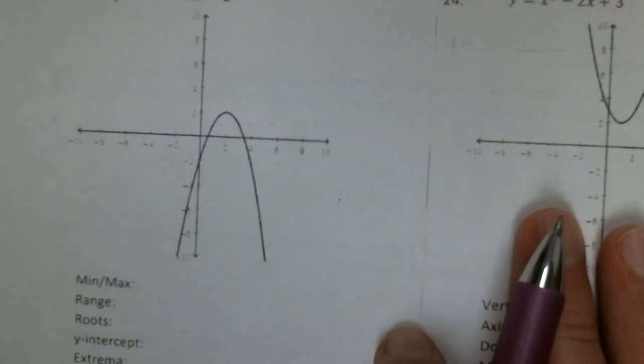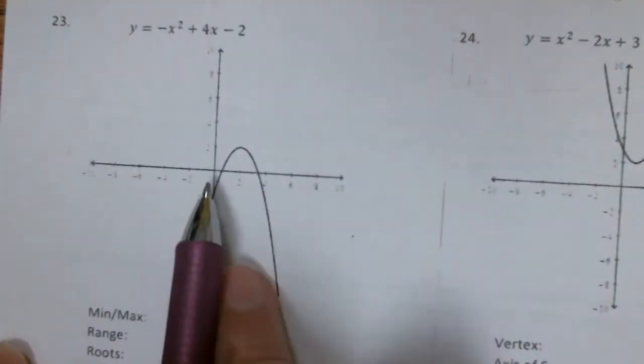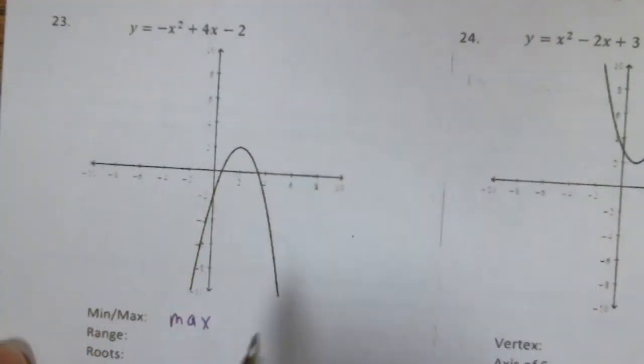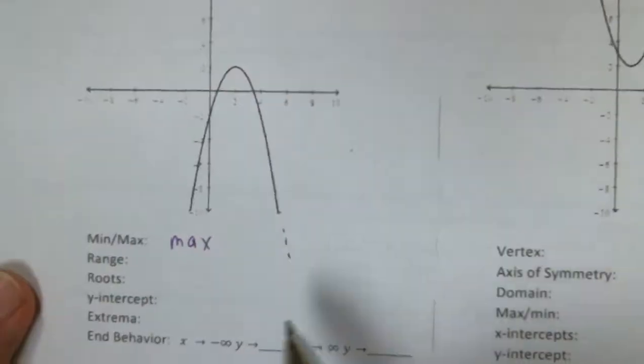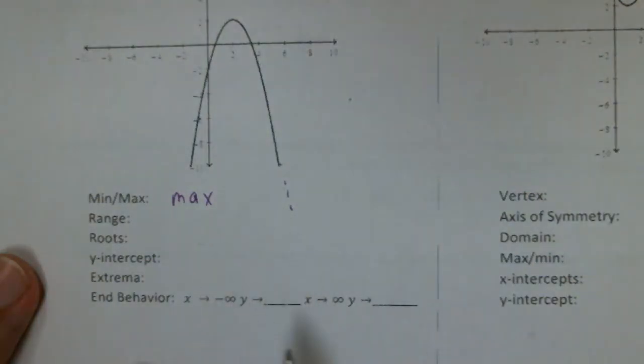Okay, number 23, min or max. My roller coaster is going up, hitting a high point. That's a max. The range. Okay, do I have any y values down here at negative infinity? Down here, way down here. Paint the fence. Sweep from bottom to top. Yeah, I got y values down here everywhere.